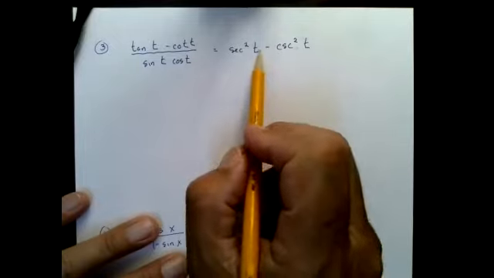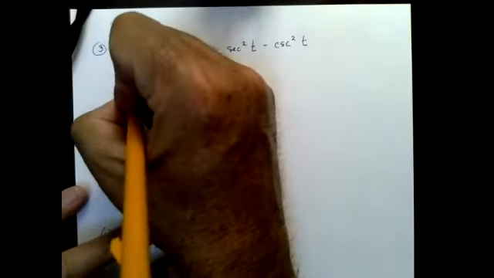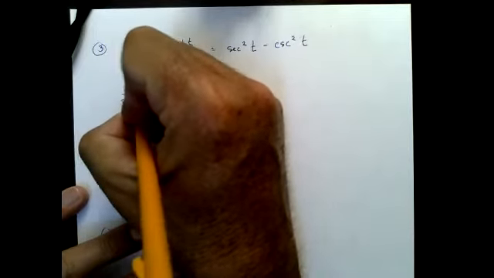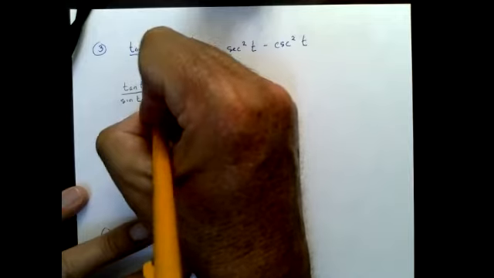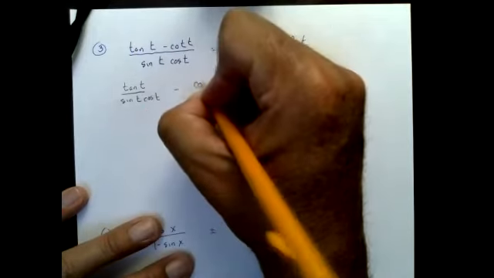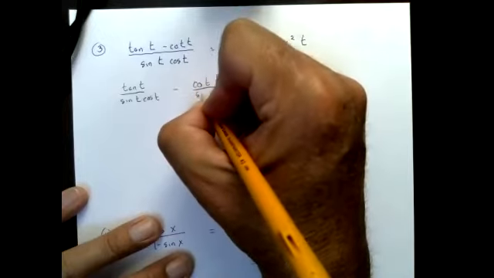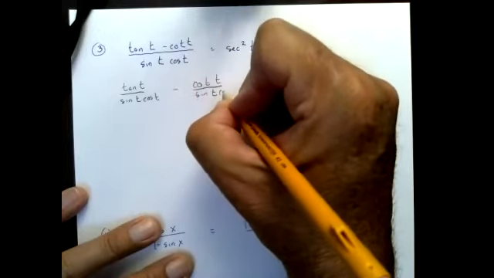As I mentioned, this is two terms, so I'm going to make it two terms. The tangent of t over sine of t cosine of t, minus the cotangent of t over sine of t cosine of t.